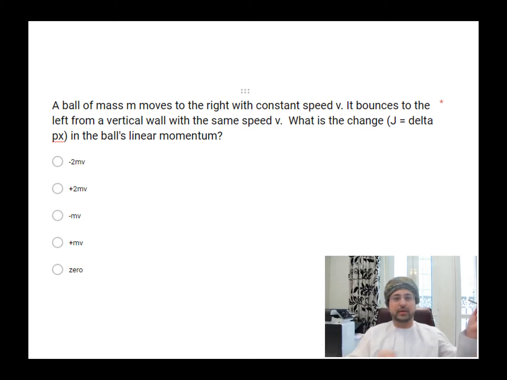So it's going into the wall with speed v. Boom, and then it goes again with speed v in the opposite direction. What is the change, delta px, in the ball's linear momentum? I'll stay silent for a few seconds. I recommend you pause the video, try to do it yourself, and then come back and watch the rest of the video.